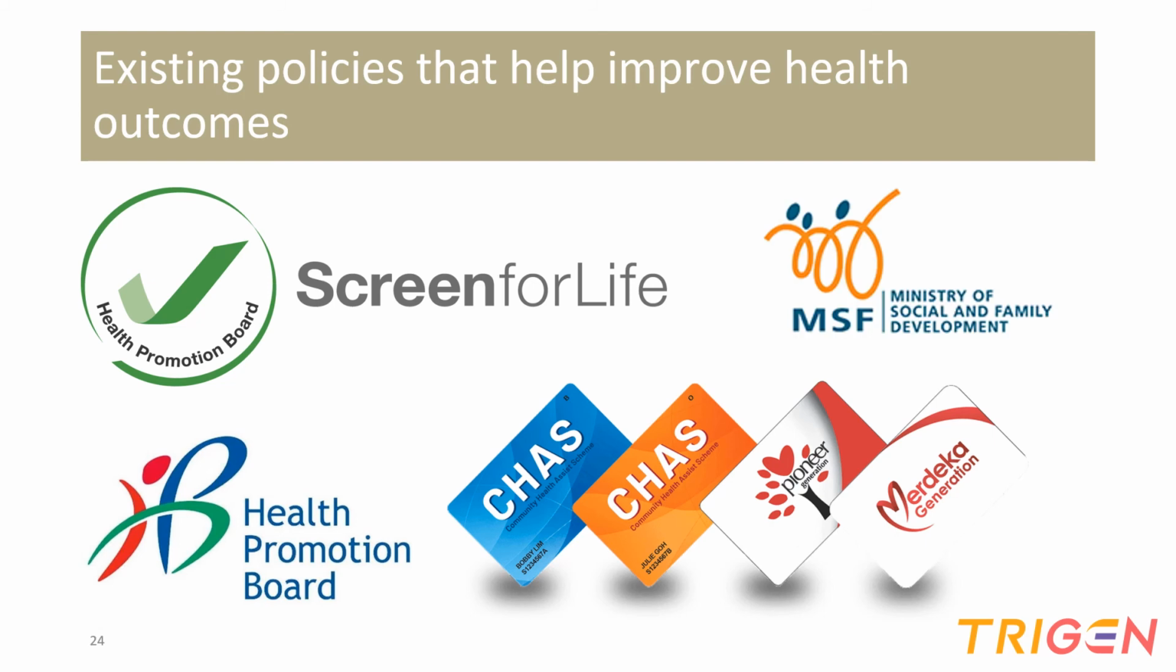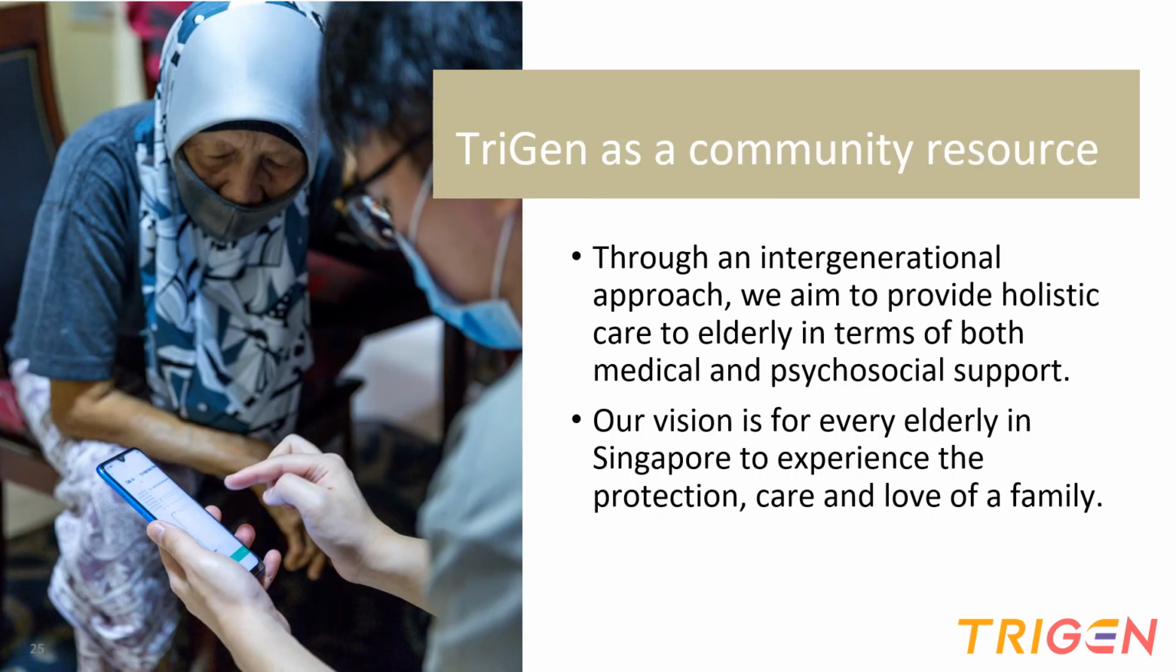Lastly, we have ministries such as the Ministry of Social and Family Development, which oversees our policies, community infrastructure, and services. In the community, we have multiple resources available to improve health outcomes, and TriGen is one of them. TriGen seeks to mitigate some social determinants of health by providing holistic care to vulnerable elderlies through an intergenerational approach.